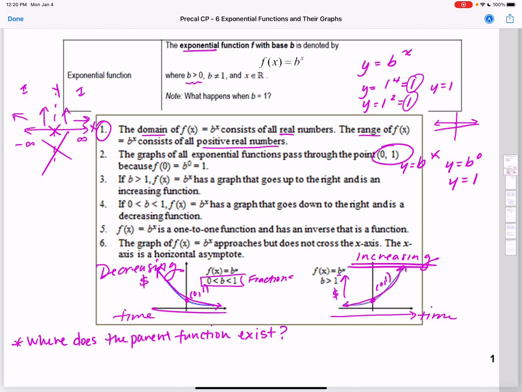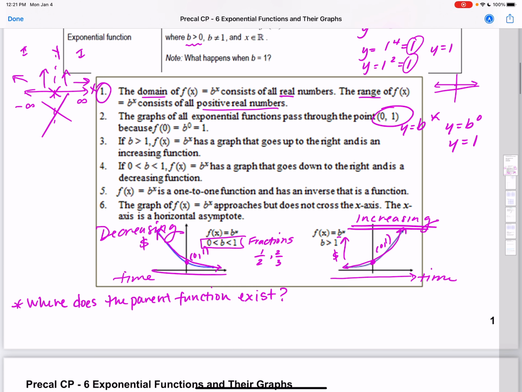Obviously you can have fractions outside of 0 and 1, but these are numbers that are less than 1 but bigger than 0. Because remember, b can't be 1, and it has to be bigger than 0. So it's like 1/2 or 2/3 or something like that. So if your base is a fraction, and I just mean that in a very basic way, between 0 and 1, it's going to be decreasing. And if your base is a positive whole number, then it's going to be increasing. Okay, 1-to-1, we don't really need to get to that.